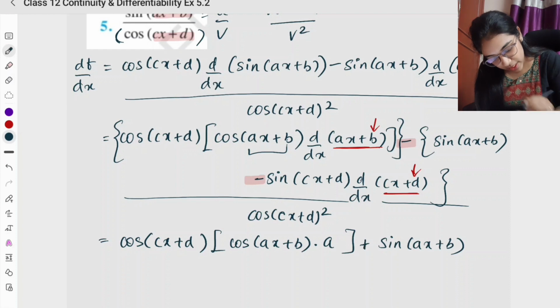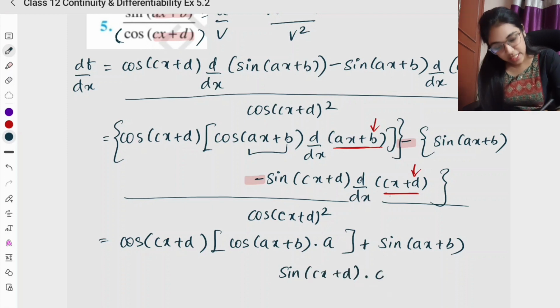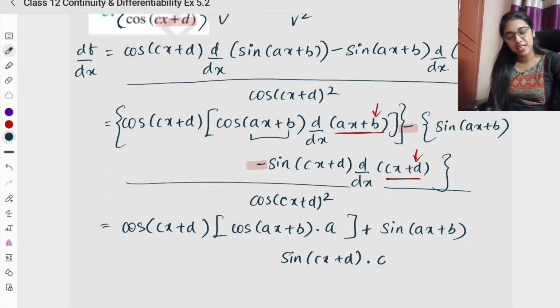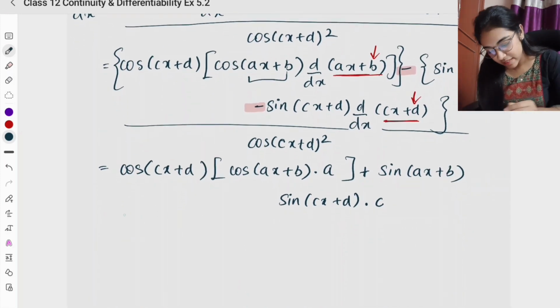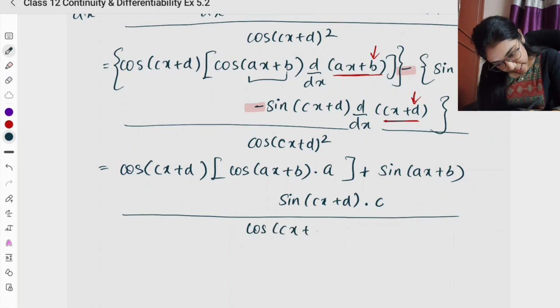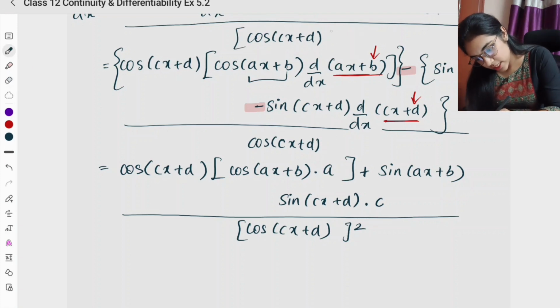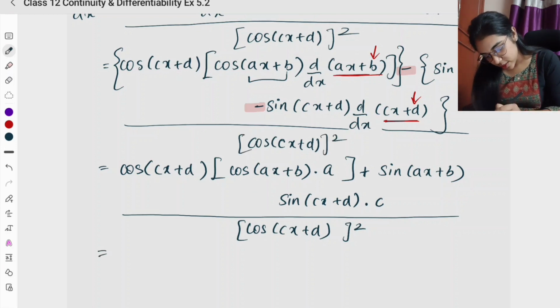So here it becomes a plus. I have sin of ax plus b. Then the remaining terms are sin of cx plus d times c. This is a derivative. The derivative of cx plus d is simply going to be c, divided by the denominator. Don't forget the denominator. Cos of cx plus d the whole square. Okay, always mention the whole square. Don't write it like this in this place. Mention whole square. So this is for the entire denominator. So the whole square. So what is my final answer?